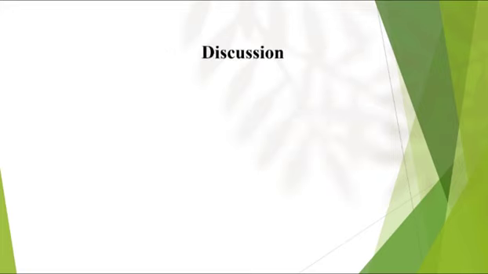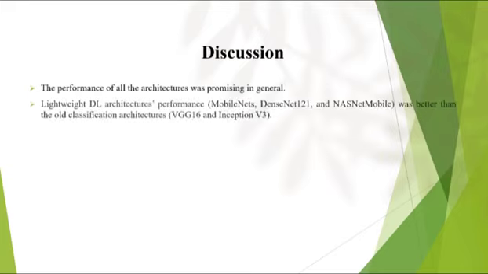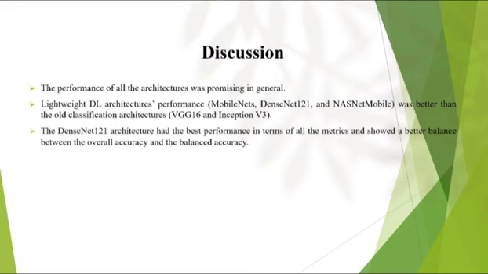Now, as a discussion, we have seen that the performance of all the architectures was promising in general. The lightweight deep learning architectures, which are MobileNets, DenseNet 121 and NasNet Mobile, were better than the old classification architectures. The DenseNet 121 architecture had the best performance in terms of the metrics.